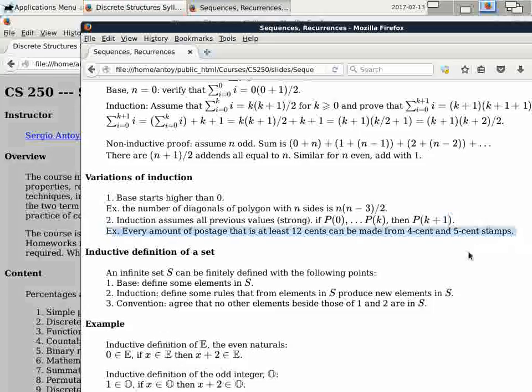If you want to make any postage greater than or equal to 12, you can do it with stamps of denomination 4 and 5. If you have as many stamps as you want, 4 cents and 5 cents, you can make every postage greater than or equal to 12. And so here we start at 12. Why do we start at 12 and not at 11 or 10? Because it doesn't work for 11. Fantastic, because it's not true. So the first that is true is 12.